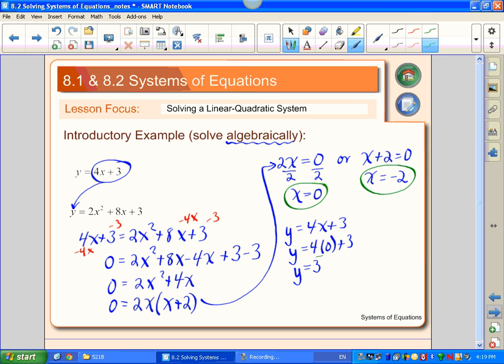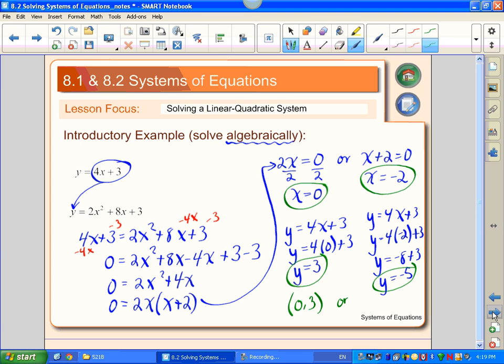So that is telling me one point. The point that this one has in common is 0, 3. Or we also have where x is equal to negative 2. So y is equal to 4x plus 3. Y is equal to 4 times negative 2 plus 3. Y is equal to negative 8 plus 3. Y is equal to negative 5. The other point is negative 2, negative 5. So we have 2 points of intersection.